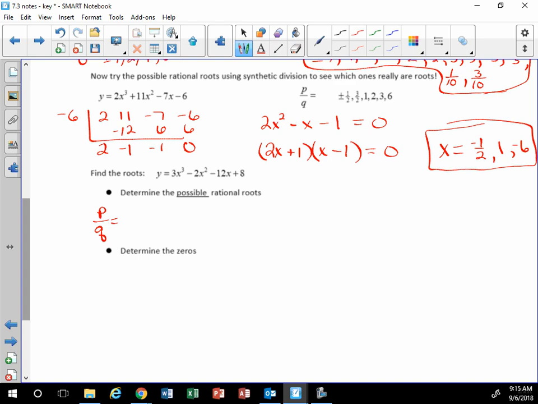Then you set those to 0. Okay. So you get 3 solutions total.